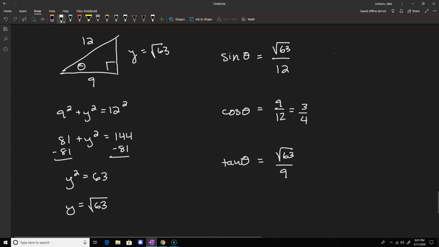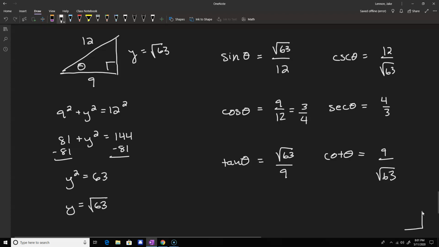Now, the other 3 trig functions are the reciprocal functions. So the reciprocal of the sine function is the cosecant function. The reciprocal of the cosine is the secant of theta, and the reciprocal of the tangent is the cotangent of theta. And each of these, as long as you get the correspondence right, is just the flip. So cosecant of theta here will be 12 over the square root of 63. The secant of theta will be 4 over 3. And the cotangent of theta will be 9 over the square root of 63. So you're just taking the reciprocal of each of those different values.